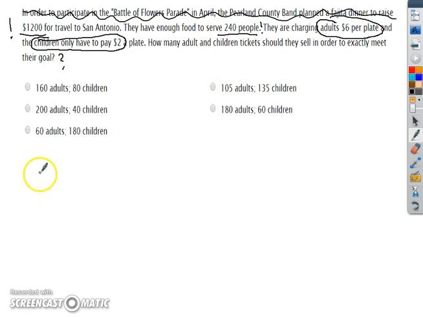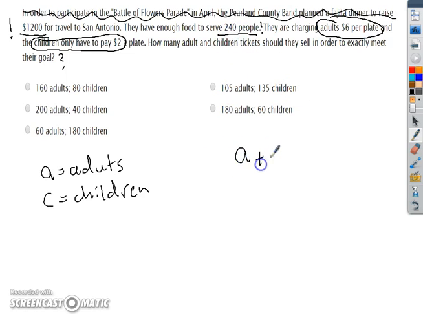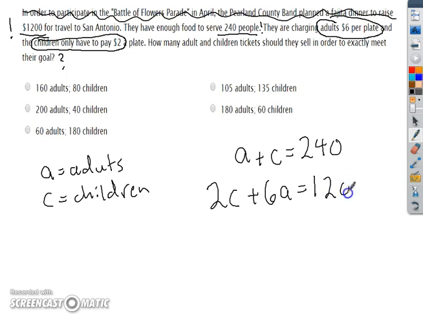Okay, so now, next step, define your variables, A for adults, and C for children. Next step, the two conditions, it's $1,200 that they need to raise, and there's a total of 240 people. So that means for the first equation, adults and children make 240 people. Okay, so that's my first condition that I just took care of there. And then the other one, it's $2 for children and $6 for adults. $2 for children plus $6 for adults, and they need to save up $1,200. Okay, so that's my next step, which is write the two equations.